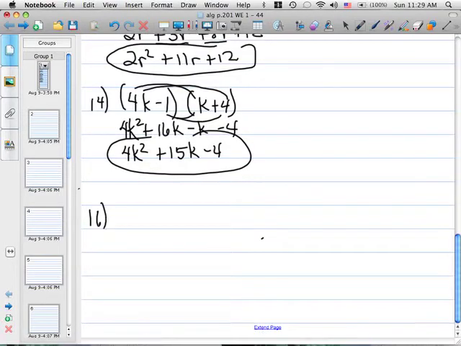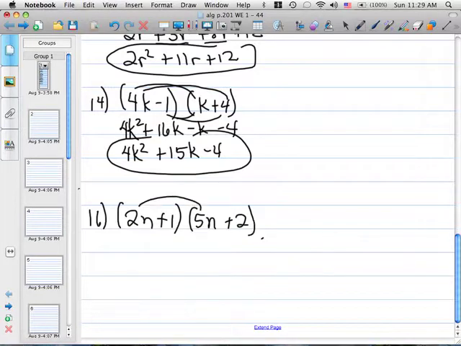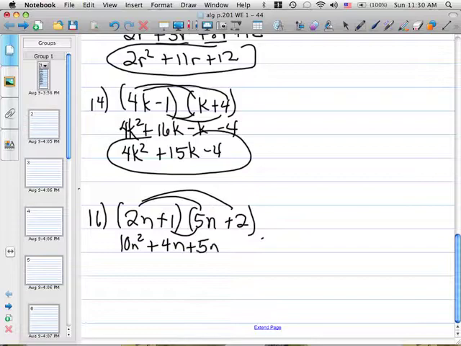16: 2n plus 1 times 5n plus 2. First terms, 10n squared, outer term plus 4n, inner term plus 5n, last plus 2. So we get 10n squared, adding these together, plus 9n plus 2.